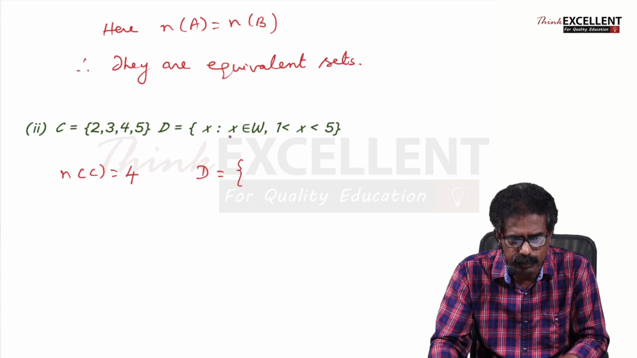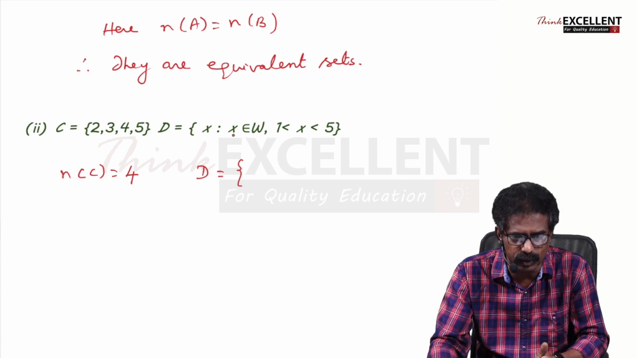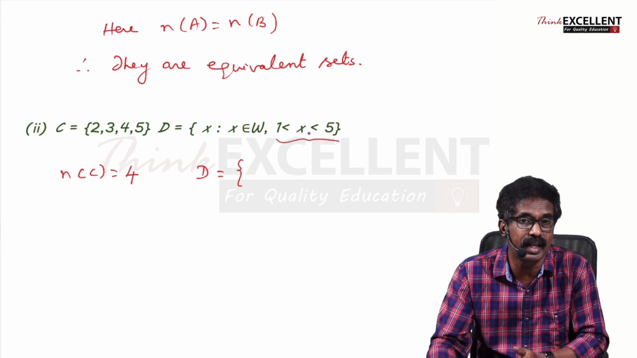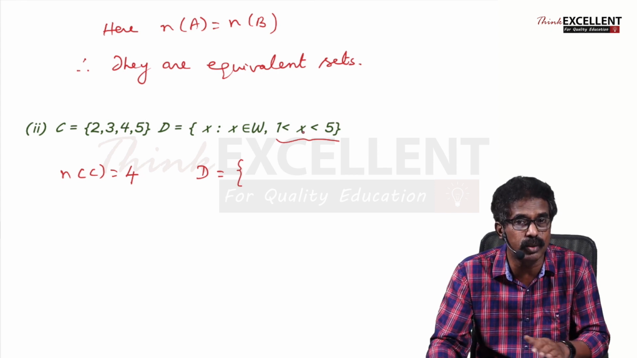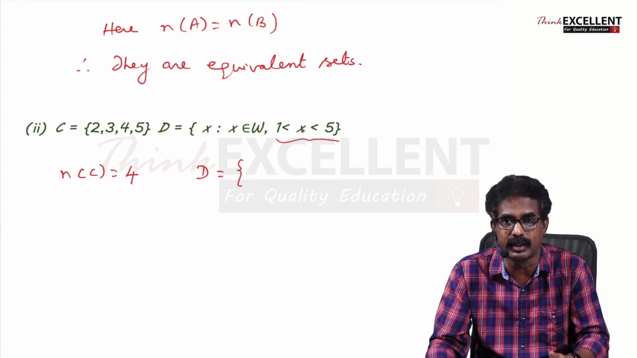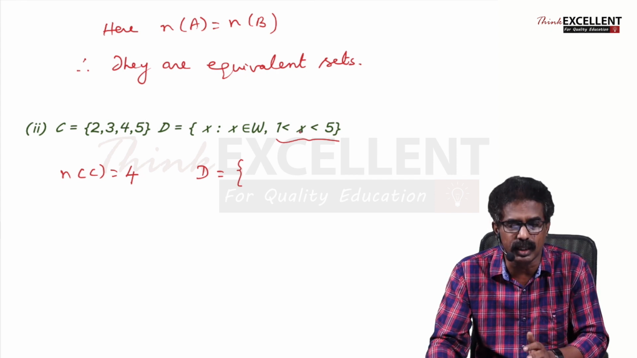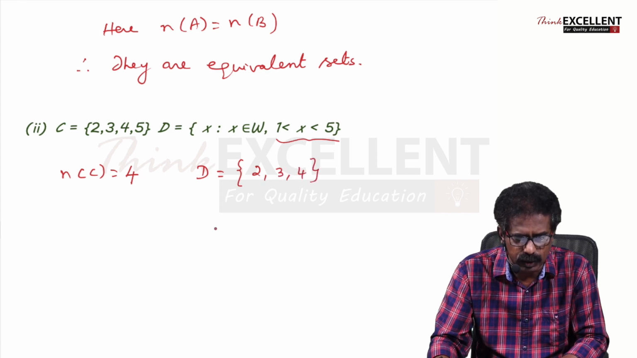See, x belongs to W. W means whole numbers starting from 0. But there is a condition. x lies between 1 and 5. Only less than sign is there, less than or equal to is not there. So you cannot take the endpoints, right? You can't take 1 and 5. In between, which numbers? 2, 3, 4. So 2, 3, 4. So N of D.